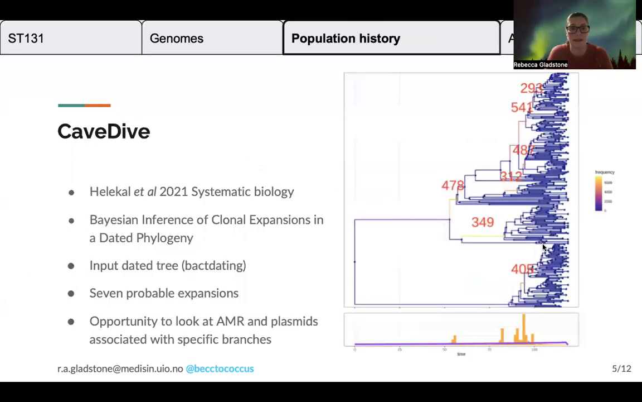So CaveDive was the method that I used to have a look at the clonal expansions. This program doesn't assume that there was just one expansion across the whole tree, but looks at the branching pattern to see which clonal expansions may have occurred on different branches. And the input for that is the back-dated tree, and there were 7 probable expansions. And here we had the opportunity to look at AMR and plasmids associated with these specific branches where there was a high probability of an expansion.